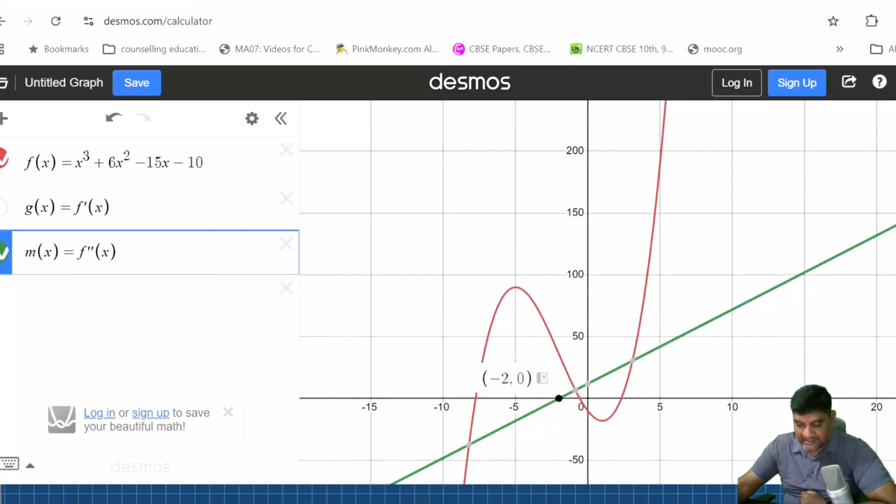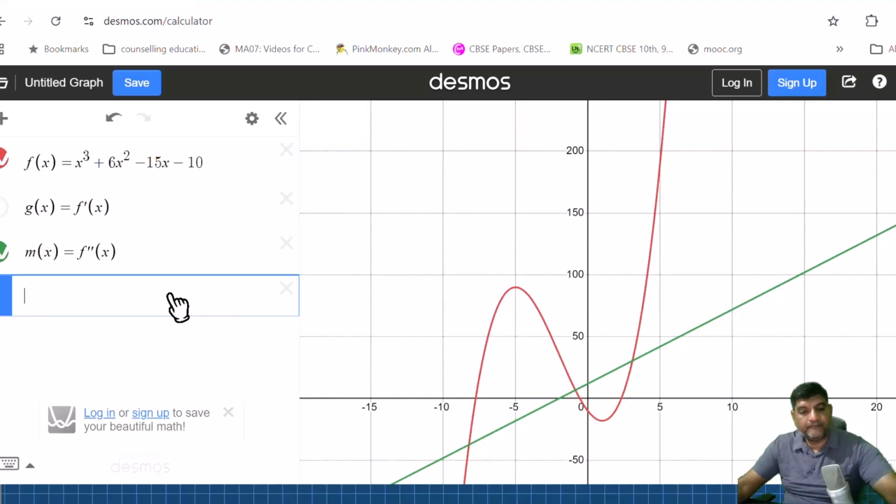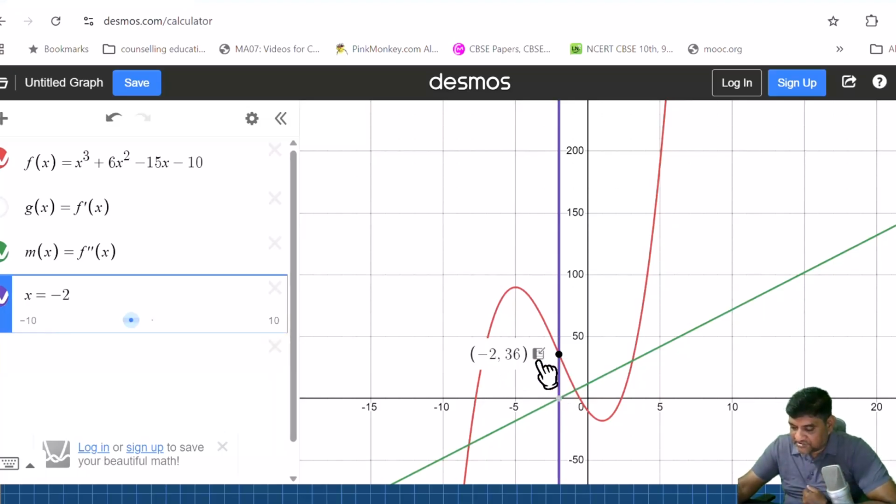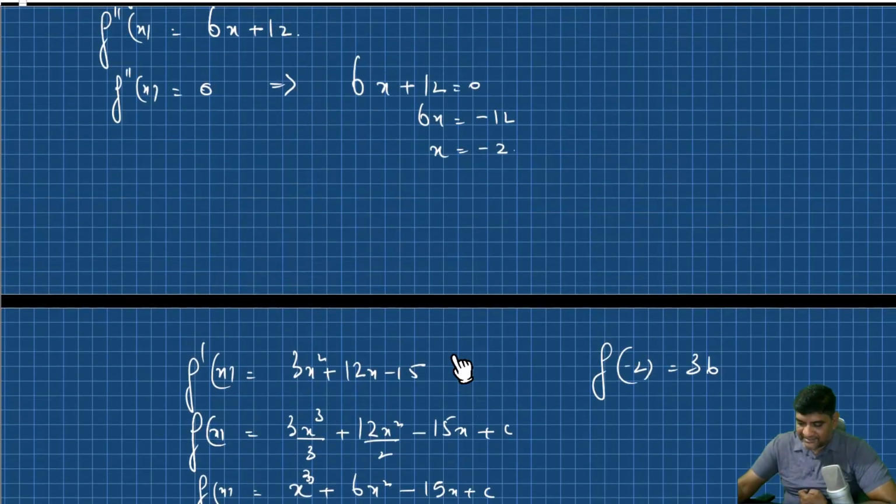So I'm going to draw a line x equal to -2, and you can see that this is the point at which the concavity of the function is changing. So from here to here it's concave downwards, and at this point it starts to become concave upwards. So concave downwards, d square y by dx square is negative. Concave upwards, d square y by dx square is positive. Right. Well, that's your explanation for this question.